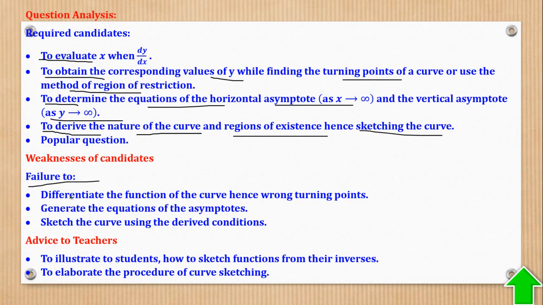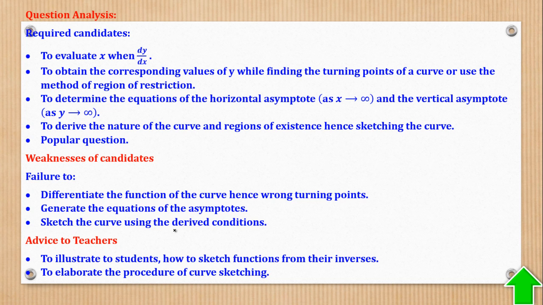So weakness was failure to differentiate the function of the curve and hence wrong turning points. So differentiation, you cannot run away from it. Then failure to generate the equations of the asymptotes and failure to sketch the curve using the derived conditions.